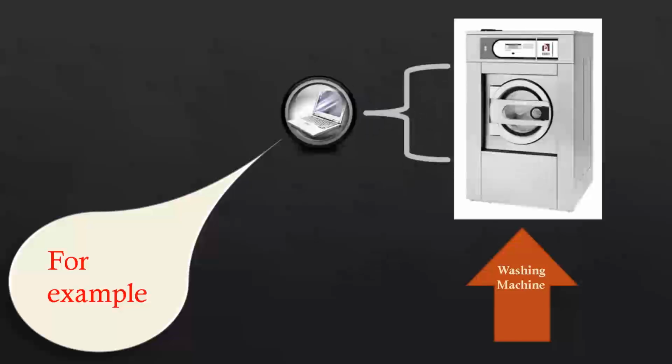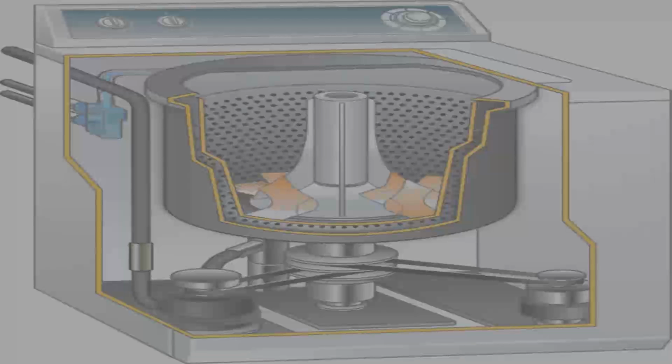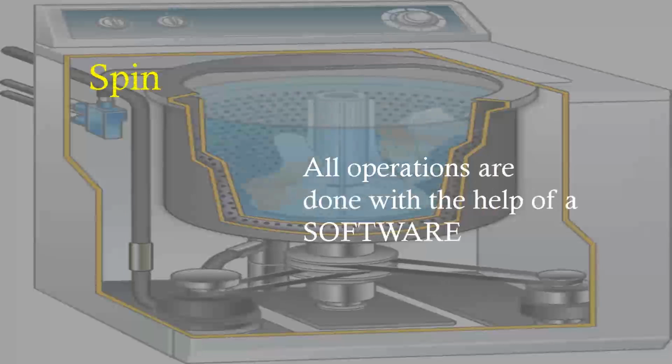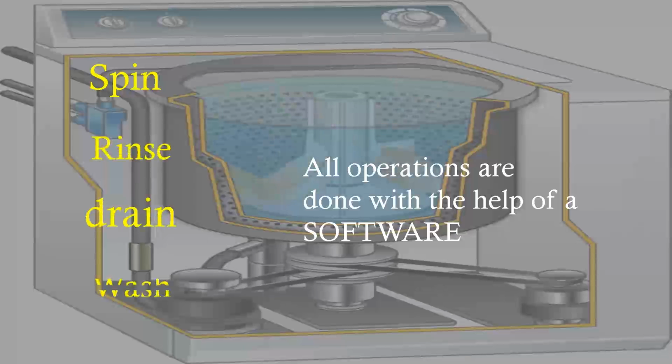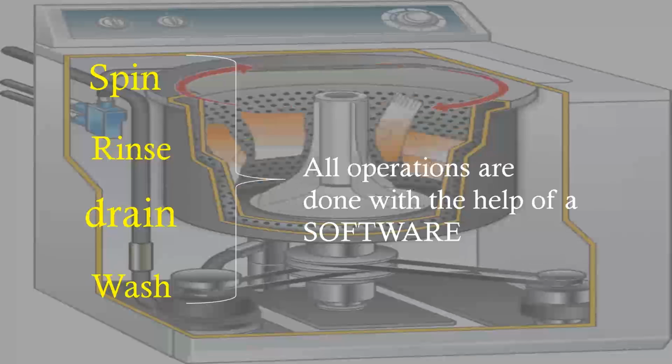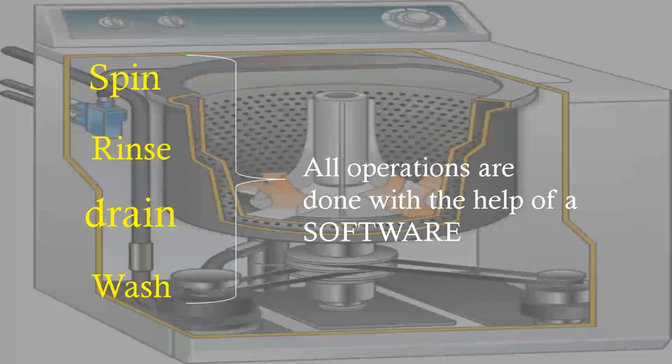Now let's take a real-life example of a washing machine, to see how the software works in it. You have to choose the wash option, then the software of the system will ask the user to enter the wash time, amount of water, and the load. With the help of this software, you can spin, drain, rinse, and wash. It will allow the user to interact with the hardware, such as the washing machine.